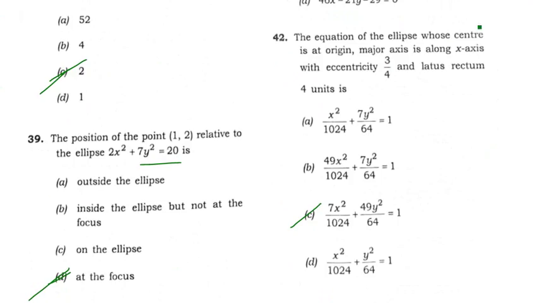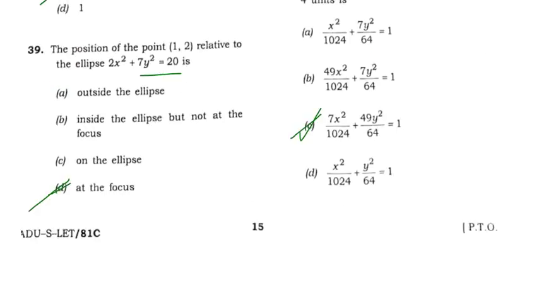Next question is, the equation of the ellipse whose center is at the origin, major axis is along the x-axis, with eccentricity equal to 3 by 4 and latus rectum is 4 units. So its C option will be right: 7x square upon 1024 plus 49y square upon 64 equal to 1.